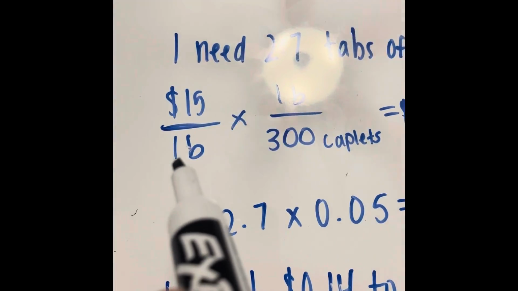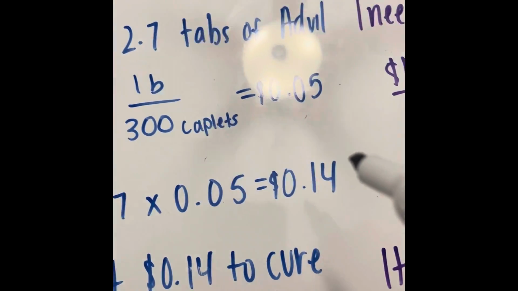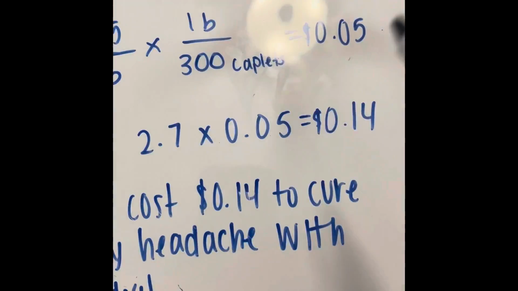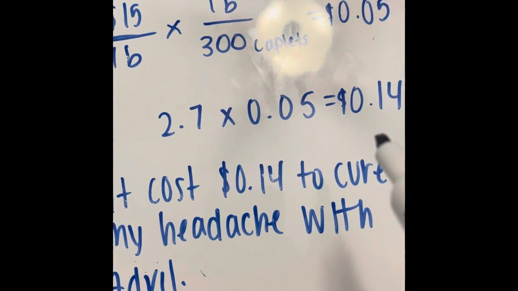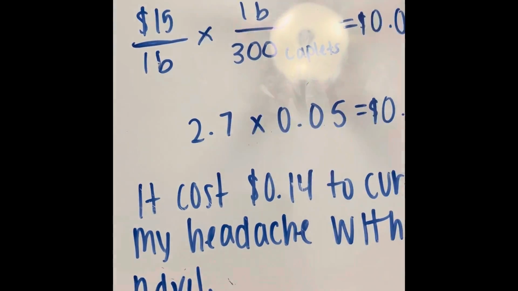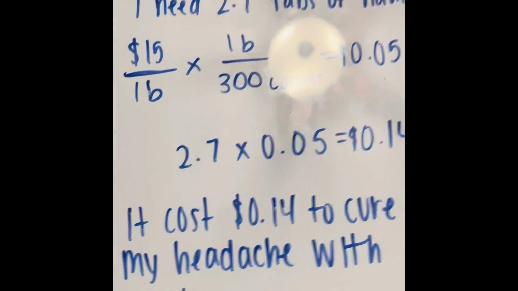It's $15 for a bottle, and there are 300 caplets. So for this one, it's 5 cents per caplet. Once again, I would multiply those numbers, and I would get 14 cents to cure my headache with Advil. So it's important to keep that in mind as well, that it's 14 cents to cure my headache with that one.